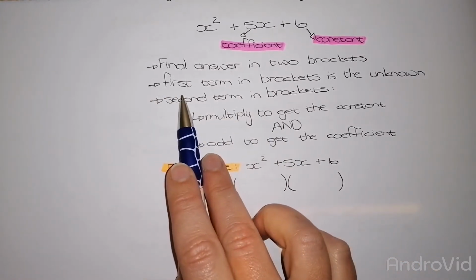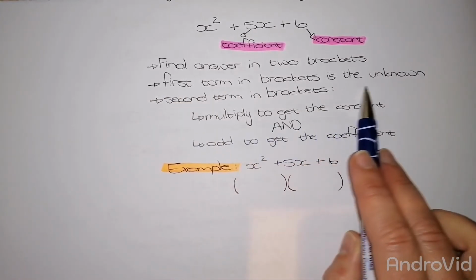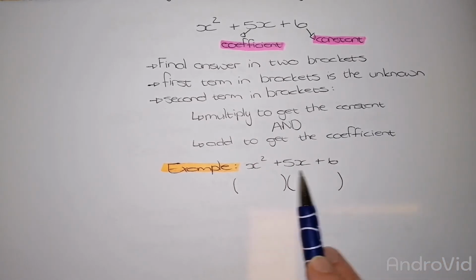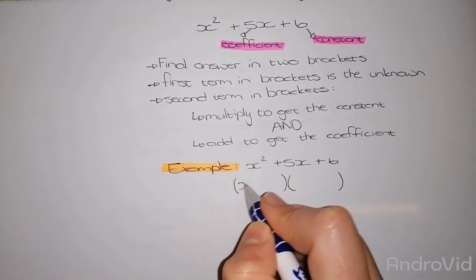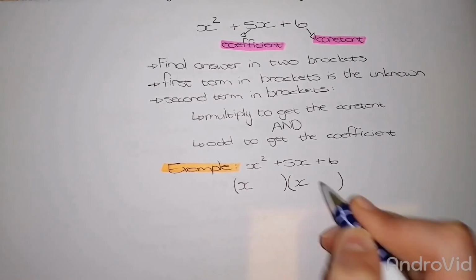The second one is that the first term in the brackets is the unknowns. When I look at this equation, my unknowns are x's. So I'm going to write down my x's at the start of the bracket.